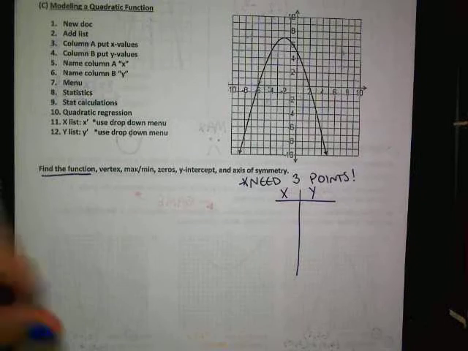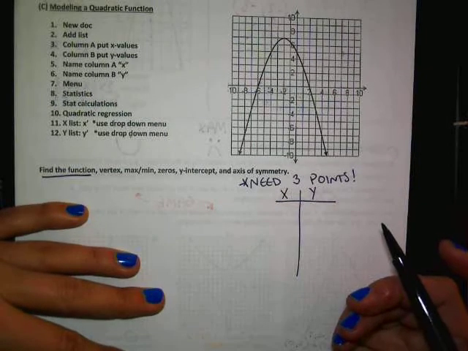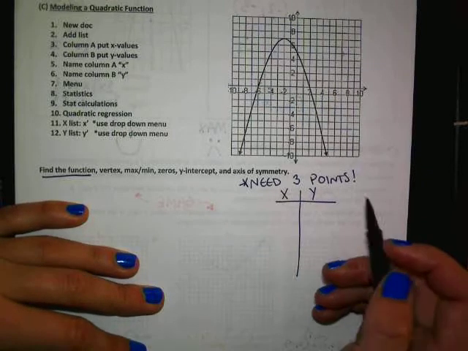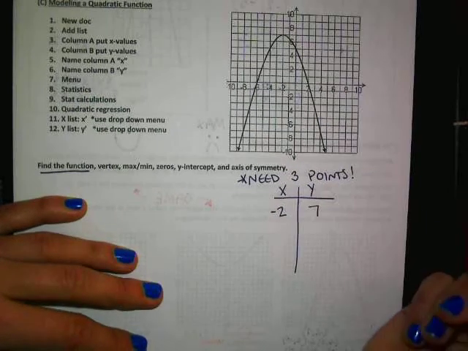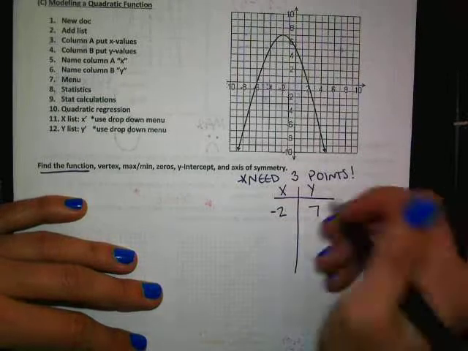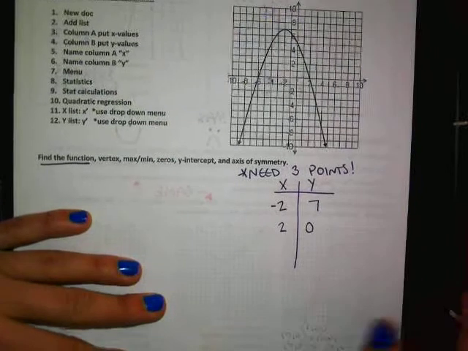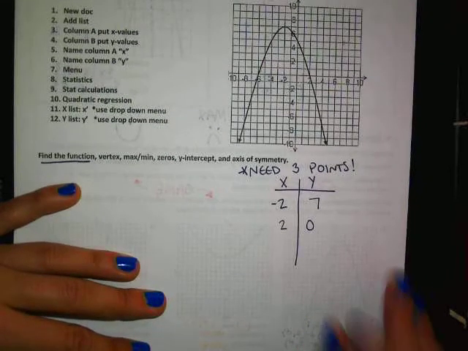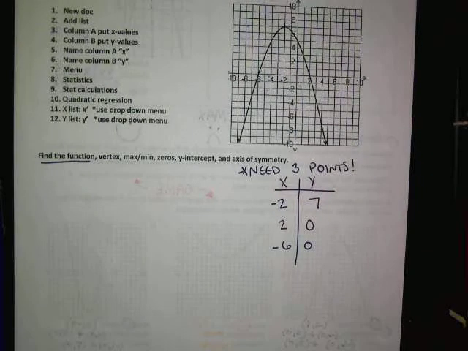Haley, pick one. Negative 2, 7. Okay, Scott, now pick one. Let's go with 2, 0. Okay, 2, 0. And Asalia, pick another one. Good, negative 6, 0. You can have more if you want, but 3 is really all you need.